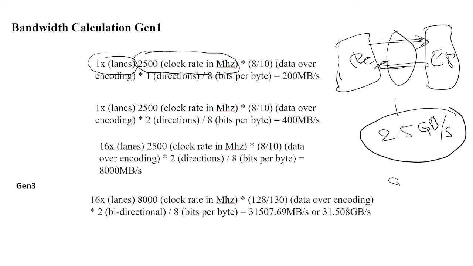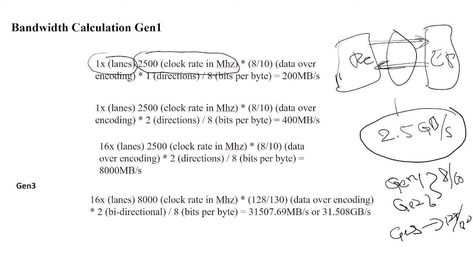8b/10b encoding. For Gen 1 and Gen 2, we are using 8b/10b encoding. From Gen 3 onwards, we are using 128b/130b encoding. So what is the operating frequency? 2.5, one lane, with 8b/10b encoding. If we take one direction with 8 bits per cycle, what is the maximum bandwidth we are able to achieve? 250 megabytes per second.